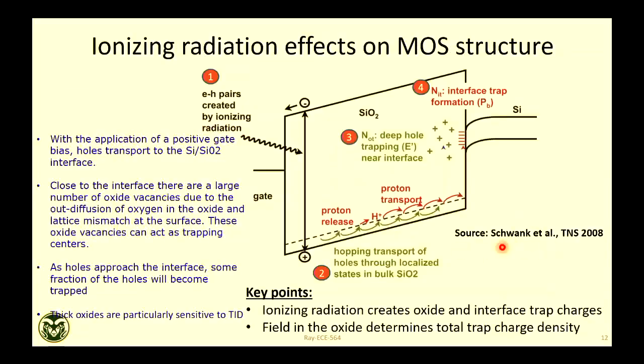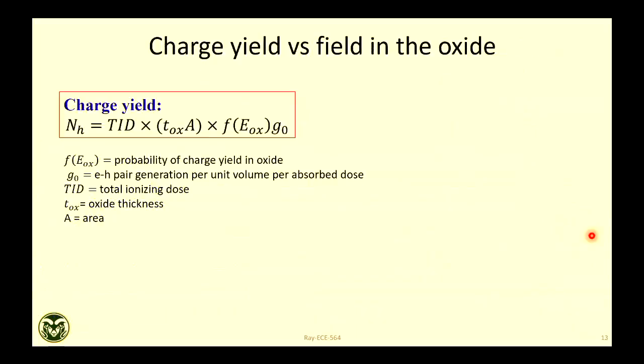Okay, so I put a lot of references wherever possible. If any of those interest you, you can go and check them out. In terms of math, so far we gave you a qualitative picture. Now we'll go a little bit quantitative. For example, suppose after radiation of, say, 100 rad, so the TID is 100 rad, you want to find out how many holes are trapped in the oxide.